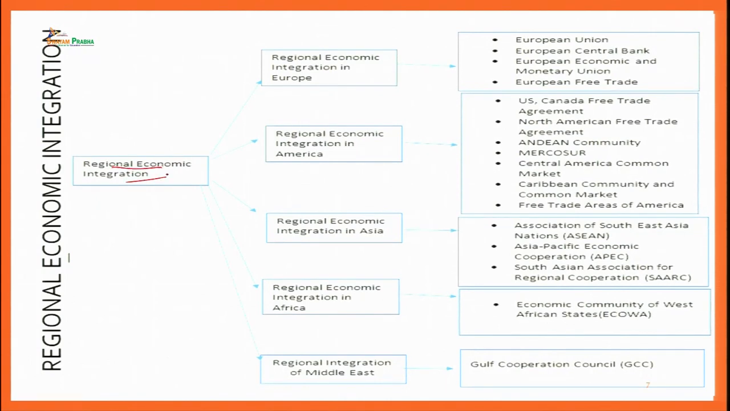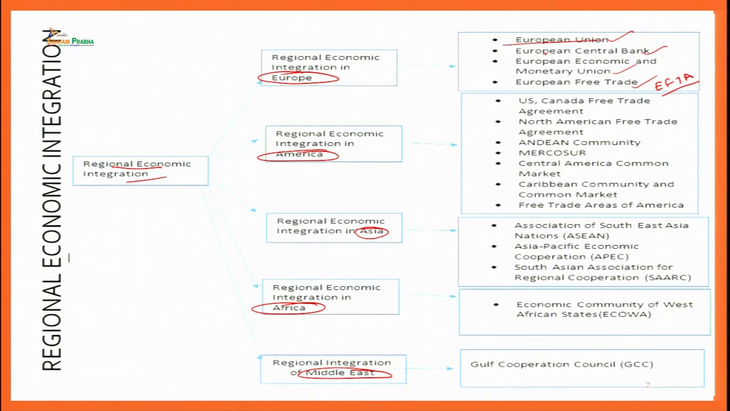Now let's look at the various regional economic integrations. Regional economic integration is taking place in Europe, in America, in the Asia and Pacific region, Africa, and the Middle East, right? Different economic integrations were going on and people were forming different trade blocs within their own territory. So Europe formed the European Union, European Central Bank, European Economic and Monetary Union, and the European Free Trade Association, which in short form we can say EFTA.